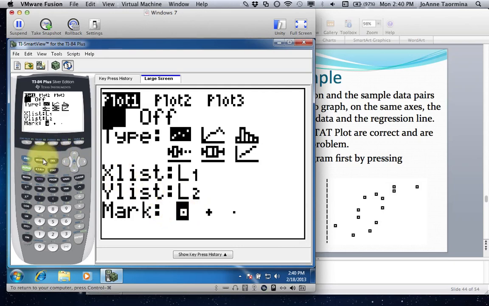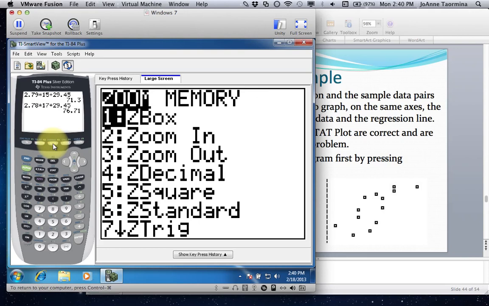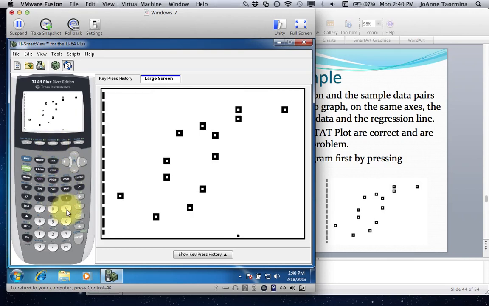And then to graph it, okay, first quit this screen. To graph it, you're going to press zoom and then number 9, zoom stat. And you should be able to come up with the same scatter diagram that we had last class. Okay, so as long as that's there, we're good so far.